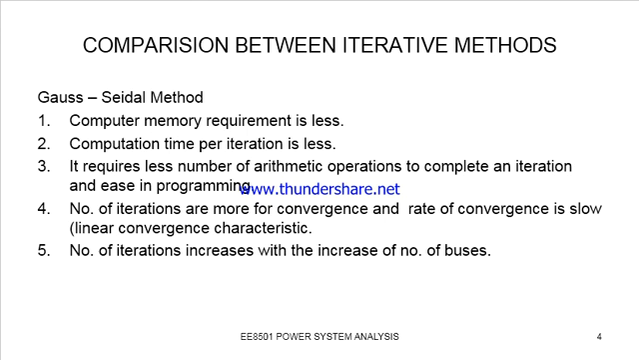The number of iterations is more for convergence, and the rate of convergence is low. Actually, it is a linear convergence. Its characteristic is linear in nature, and the number of iterations increases with the increase in the number of buses, obviously.